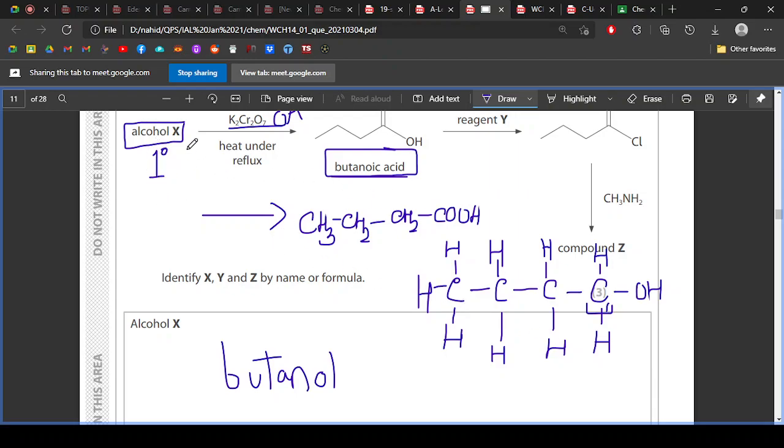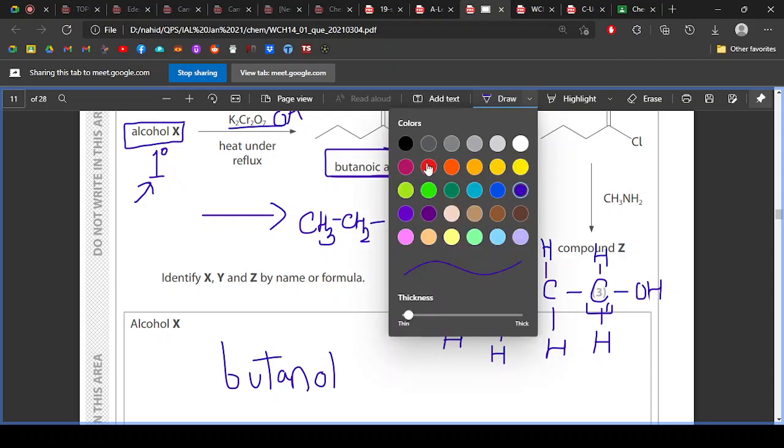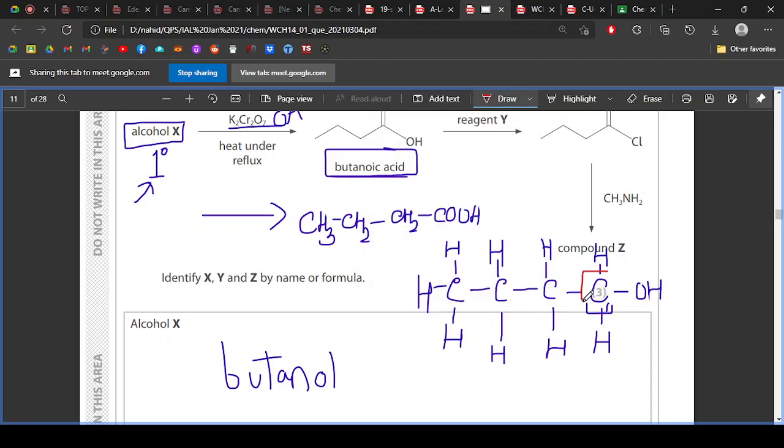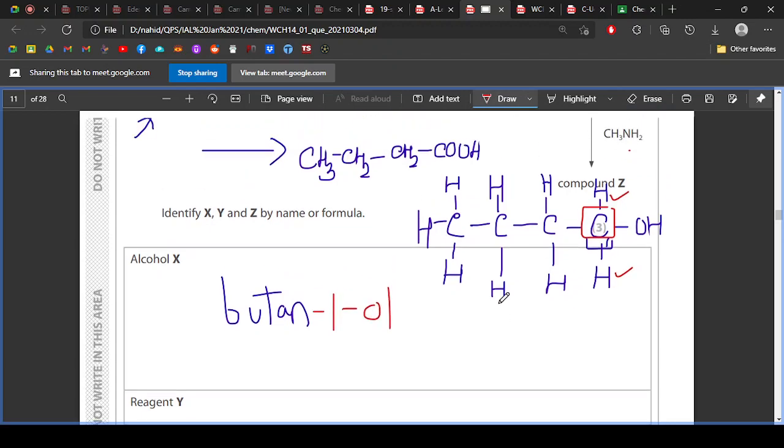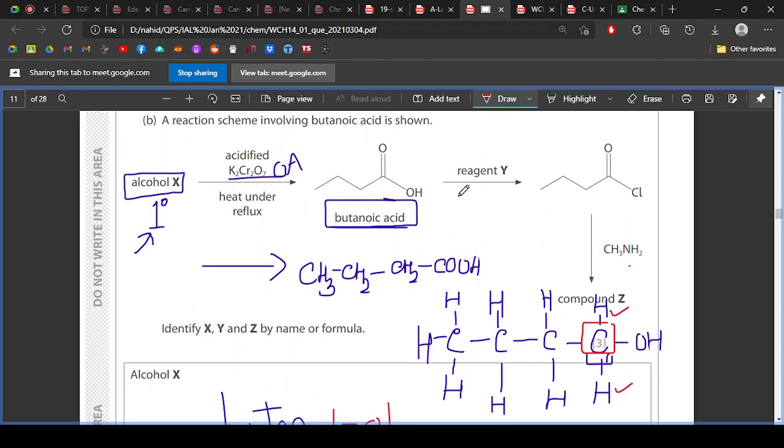Now this one must be butanol, and the alcohol must be what degree? 1 degree, right? Primary. So the carbon that has the OH must be joined with how many hydrogens? Two or more. That's why it cannot be in the middle. So the name should not be butanol. It should be butan-1-ol. Is that fine? All right, so that's it.